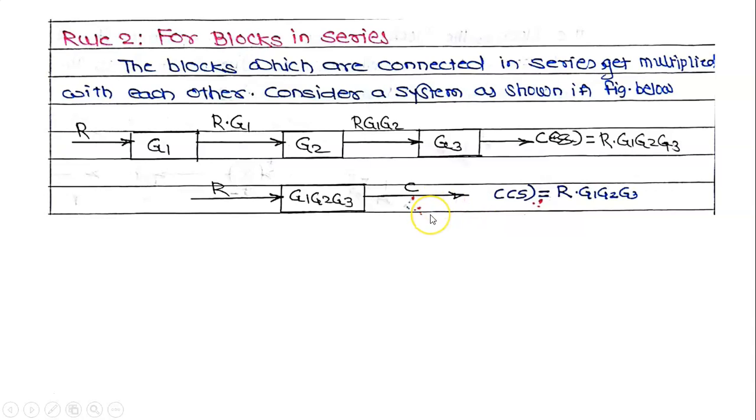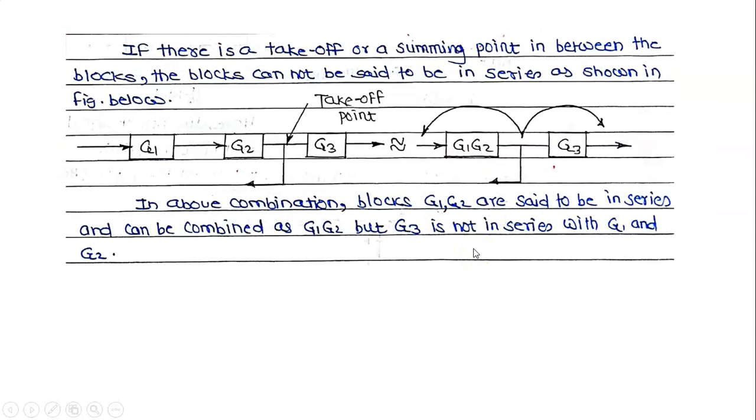This is the rule, provided that there should not be any takeoff point or summing point between the blocks. The blocks should be directly connected with each other. If there is a takeoff point or a summing point in between the blocks, they cannot be said to be in series, as shown in the figure below. Therefore we just check it.